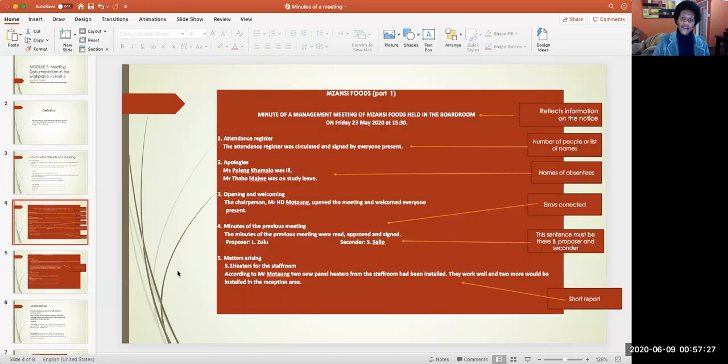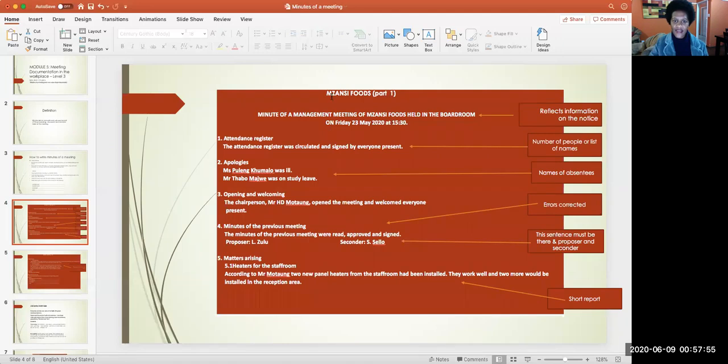Okay, here are our minutes. They are written this way. I'm going to explain part one and part two because they're a bit longer and could not fit on one page, so I separated the pages so that we can thoroughly examine these minutes of the meeting. I did mention that you need to have the heading on top.